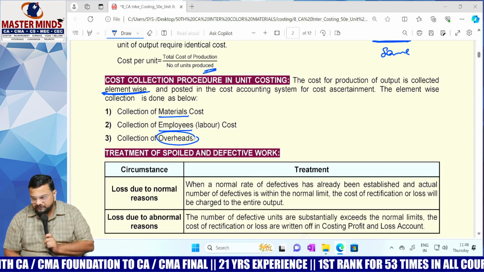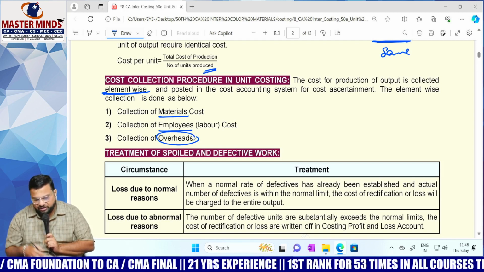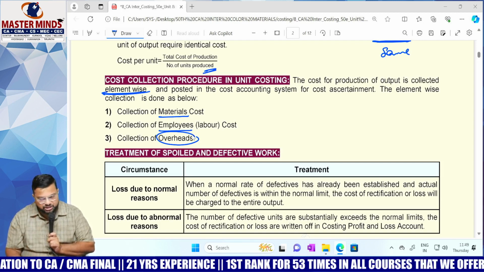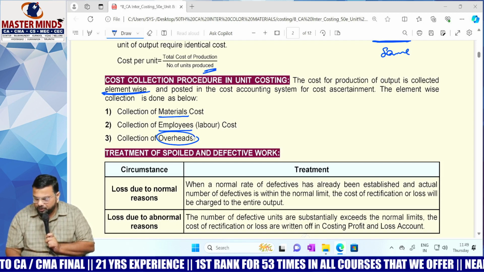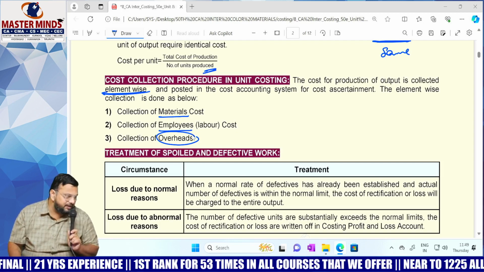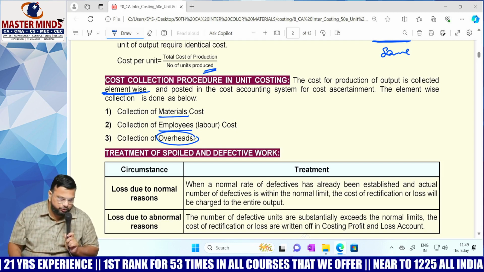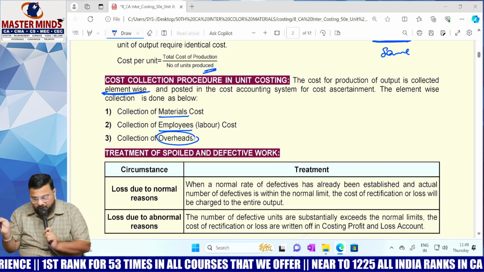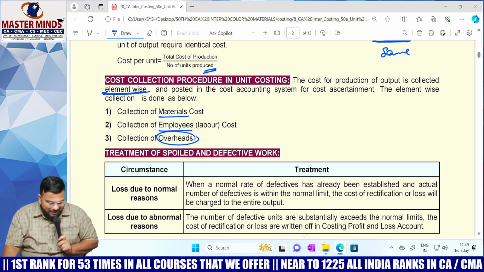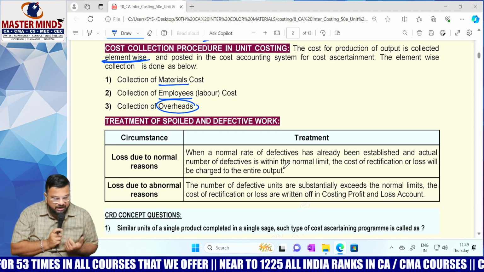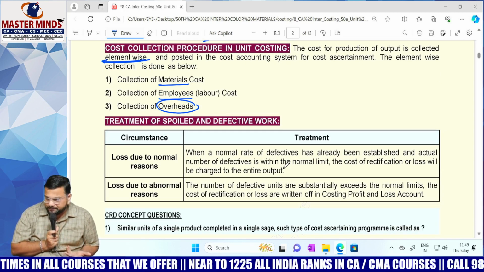Because if overheads are variable, no need to worry, because we will simply take per unit and multiply with the number of units produced. If it is fixed, then also no need to worry, because fixed will remain the same up to 100% capacity. When it is semi-variable, only that calculation part we need to do. We know how to segregate the variable portion and the fixed portion from semi-variable. Okay. Next, treatment of spoiled and defective units. If it is normal, what we will do. If it is abnormal, what we will do.